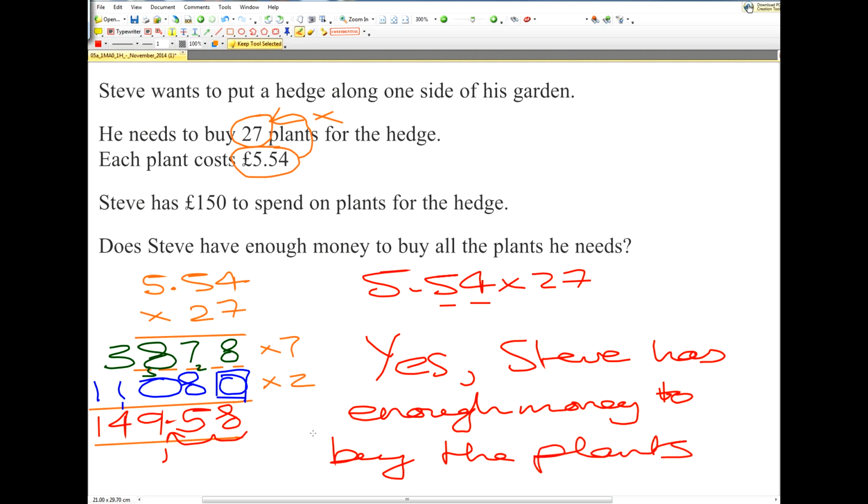Okay, so he needed, they will cost him £149.58. Okay, we done that, folks? Calculation. You got it all there? Lovely. Let's look at the next question.